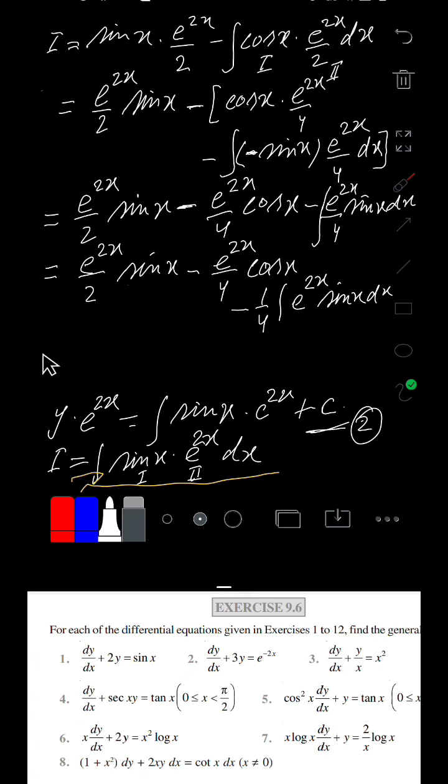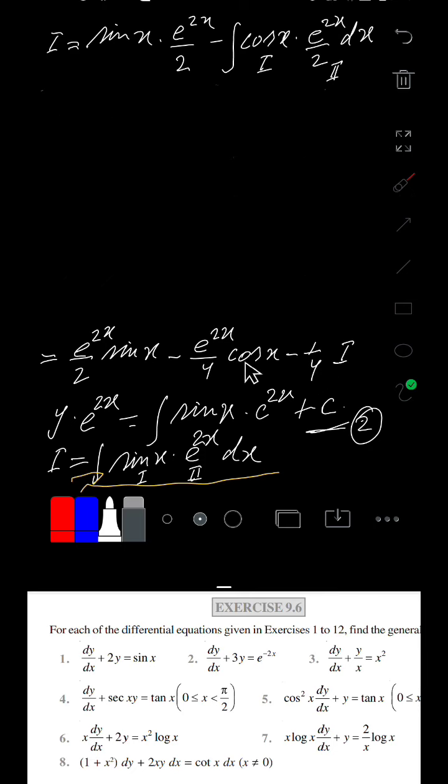So in this step, e raised to the power 2x upon 2 sine x minus e raised to the power 2x upon 4 cos x minus 1 upon 4 I. Now proceeding from this step, this 1 upon 4 I is transposed to left hand side. On the left hand side we already have I. So on the left hand side it becomes I plus 1 upon 4 I is equal to, on the right hand side we have these two terms.